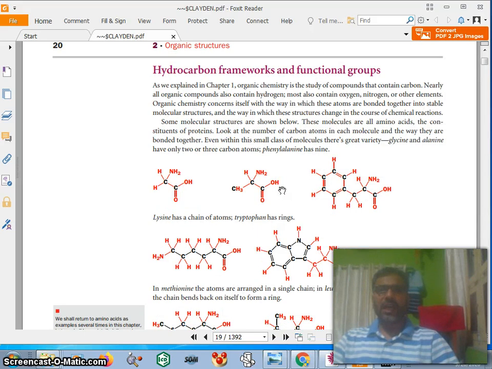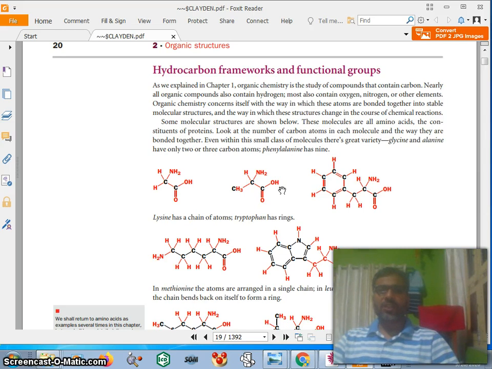So friends, hydrocarbons, frameworks and functional groups. As we explained earlier, organic chemistry is the study of compounds that contain carbon. Nearly all organic compounds also contain hydrogen. Most also contain oxygen, nitrogen or other elements. Organic chemistry concerns itself with the way in which these atoms are bonded together into a stable molecular structure and the way in which these structures change in the course of chemical reactions.